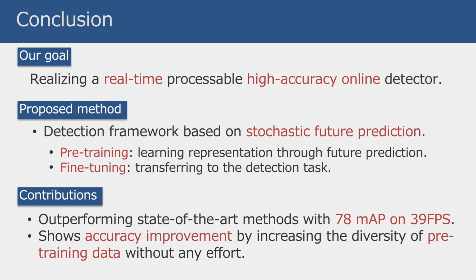Here is the conclusion. The purpose of this research is to realize high-accuracy online video object detectors. To achieve this, we propose a video object detection framework combining stochastic future prediction. We also propose a two-stage training method. First, in the pre-training, we learn video representation through future prediction. Then, we transfer the model to the detection task in the fine-tuning step.